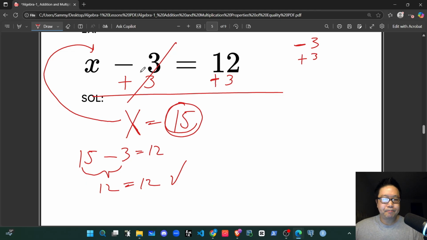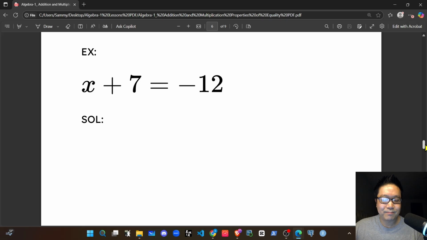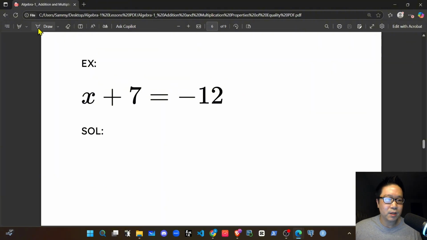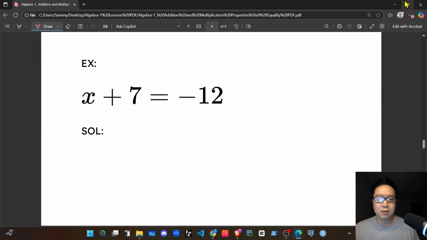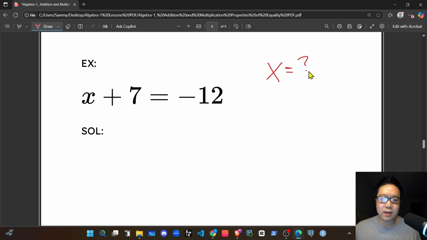Let's try another example. Okay, so here we have x plus 7 equals -12. Just like before, the goal of solving an equation is going to be to get x by itself on its own. So we want x by itself on its own, and it's going to equal something. We don't know that yet, but we're going to figure it out.